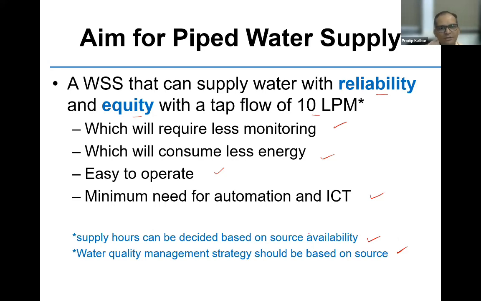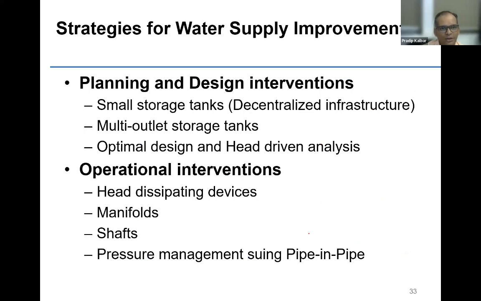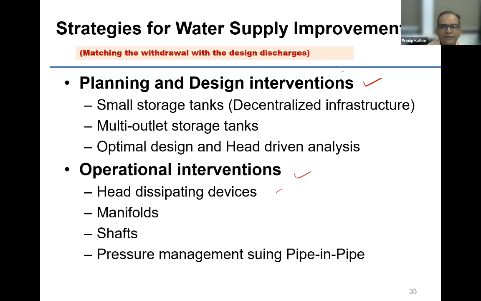In this direction, we have done some innovation and developed strategies for improving water supply. There are innovations in planning and design and operational interventions, like small-scale tanks, multi-outlet storage tanks, optimal design, head-dissipating devices like manifold shafts, and pressure management. The entire effort has to be matching withdrawal with the design discharges. If any hydraulic designer achieves this, then they are understanding their system. So let us see how we can achieve this, and I will introduce some of these innovations.